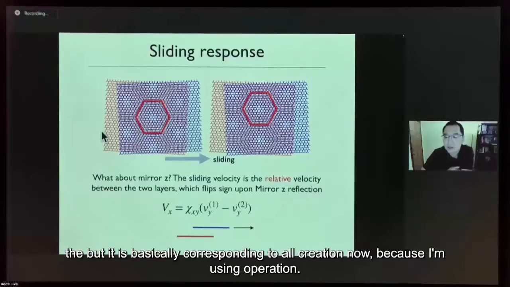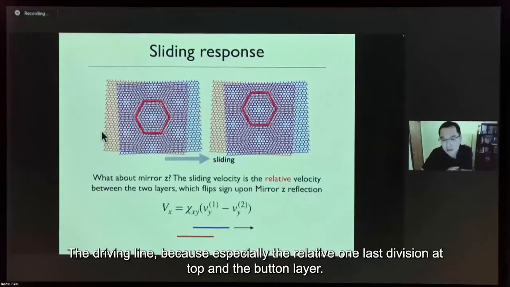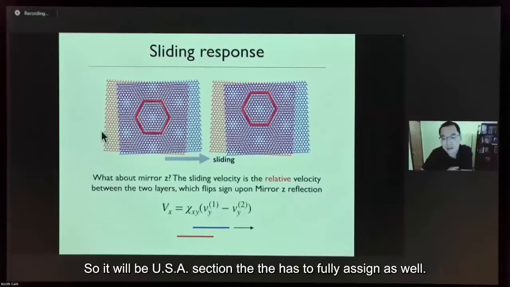Because under the mirror-z operation, the dragging velocity, especially the relative velocity between the top and the bottom layer, has to flip sign as well. So if you do a mirror-z reflection, the dragging velocity flips sign. So this is actually the actual way to write down the response.